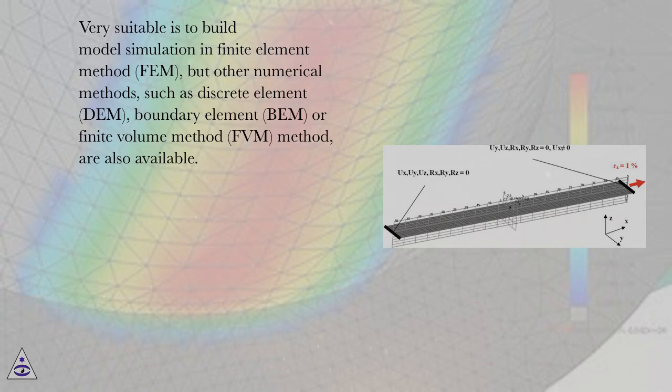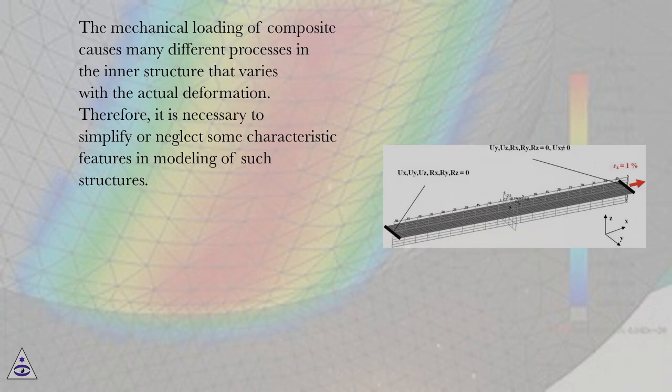Very suitable is to build model simulation in finite element method, FEM, but other numerical methods, such as discrete element, DEM, boundary element, BEM, or finite volume method, FVM, are also available. The mechanical loading of composite causes many different processes in the inner structure that vary with the actual deformation. Therefore, it is necessary to simplify or neglect some characteristic features in modeling of such structures.